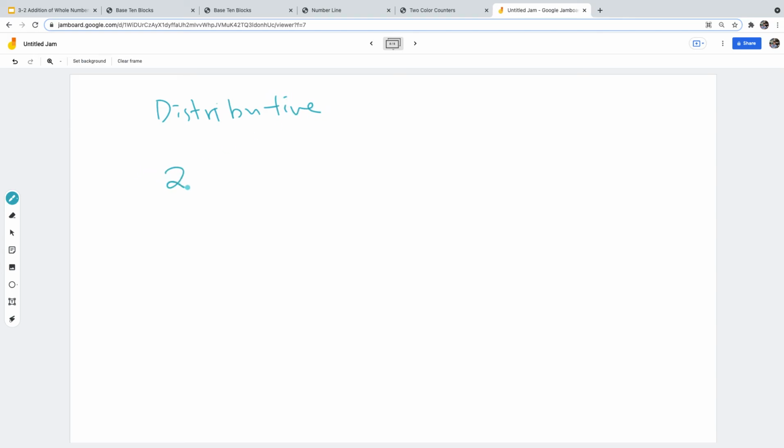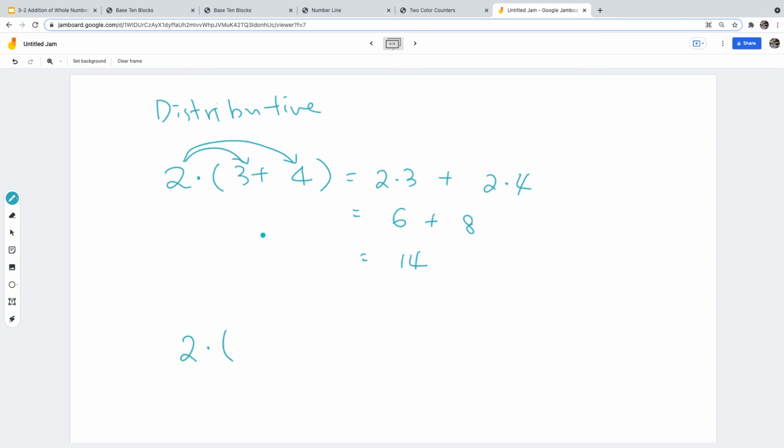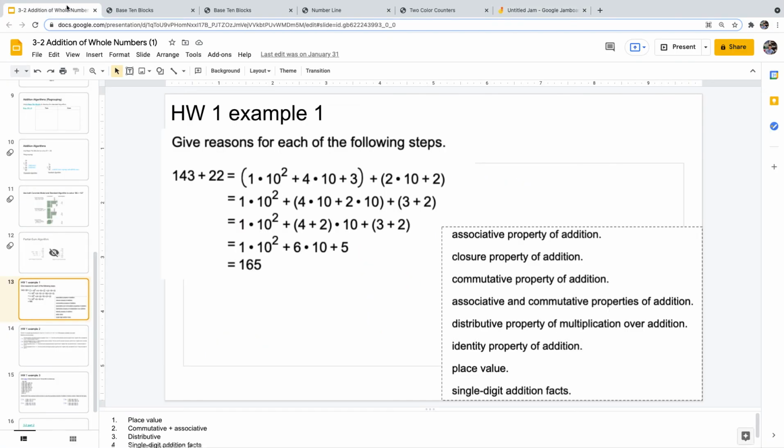So for example, if we are doing 2 times 3 plus 4, you can distribute 2 to each of those numbers, the add-ins here. So 2 times 3 plus 2 times 4. 6 plus 8, right? And that is 14. It's same as, well, if you are using order of operations, you want to do parentheses first. So 3 plus 4 is 7. 2 times 7 is 14. Same number. But you can use the distributive property there too. Okay, so that's distributive property.